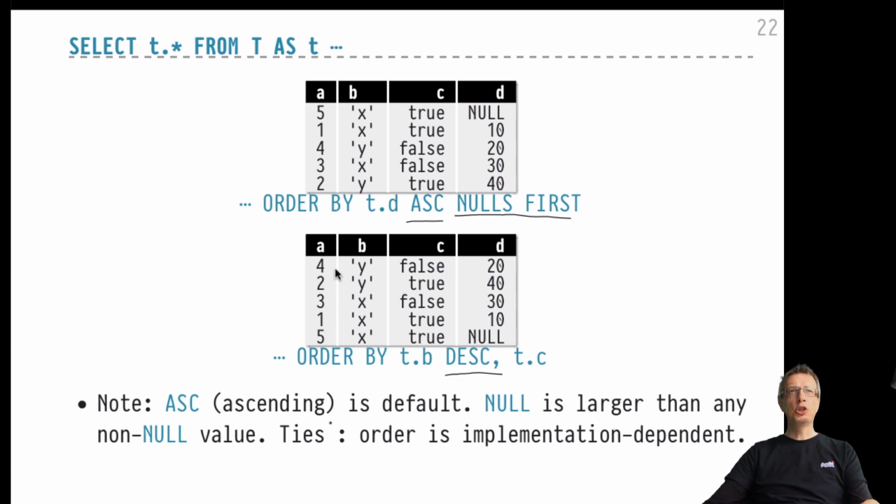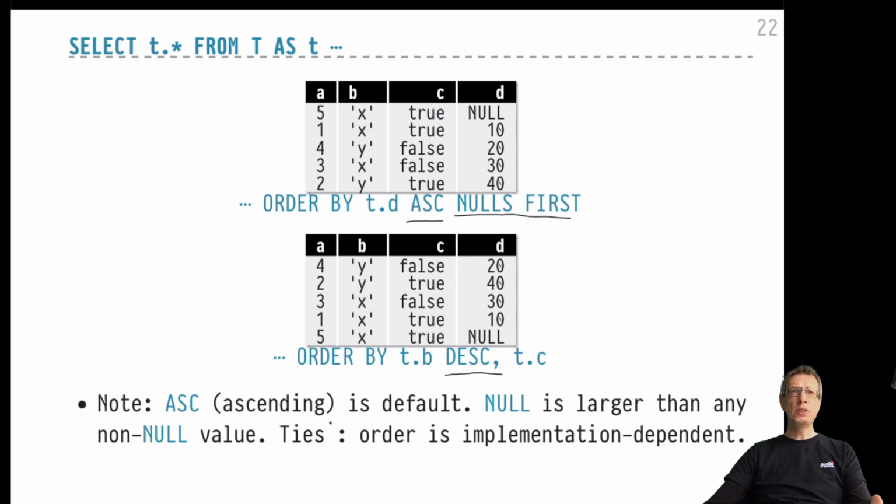Some of the rows share their B value. These 2 rows and these 3 rows, they all share their B value. So the B value alone leads to a tie and cannot decide row order. In that case, we will consult the TC column, this ordering criterion.